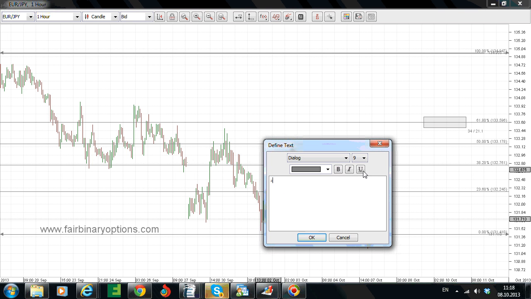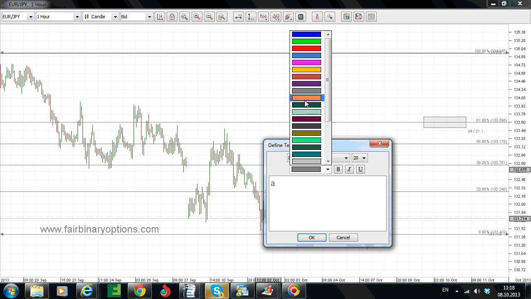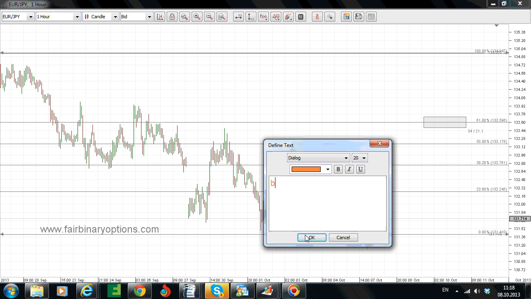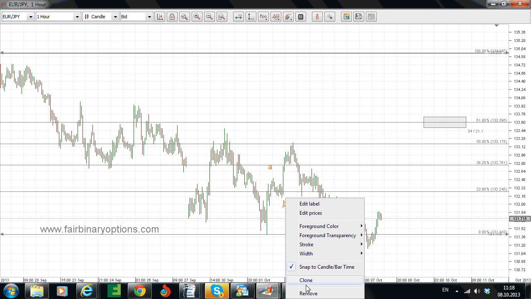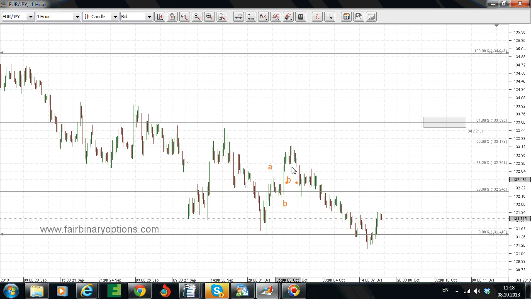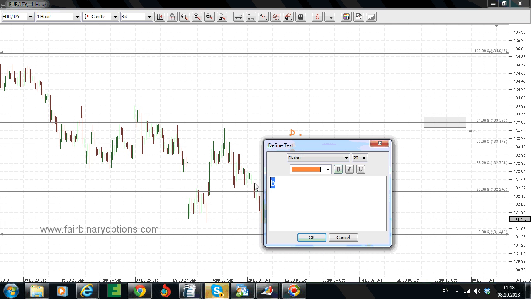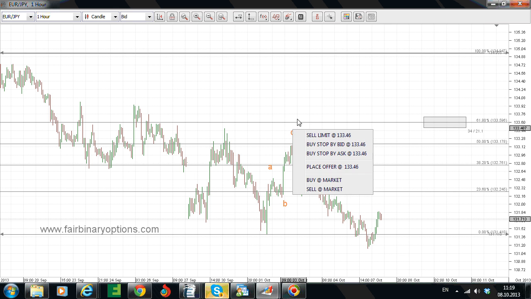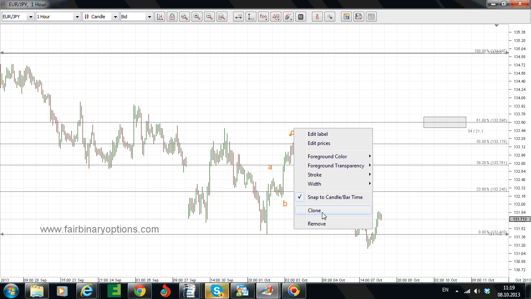This is being called a zigzag. Let me try to mark it down for you here. Let's make it out of this color. So this is A, B, and C. So A, B, C as a zigzag, and now we are looking for this to be actually the end of a wave of a bigger degree.